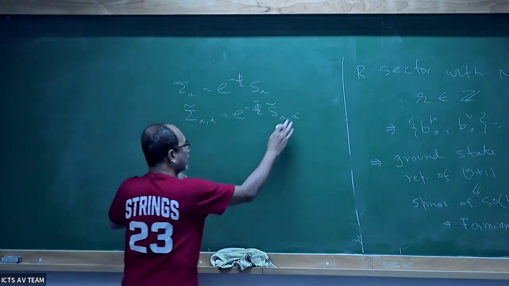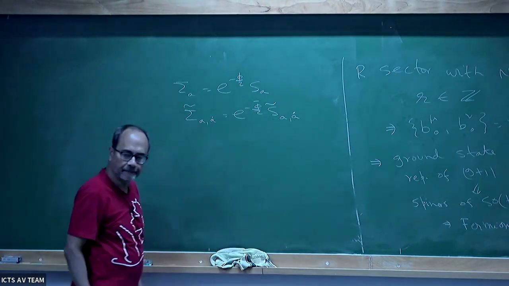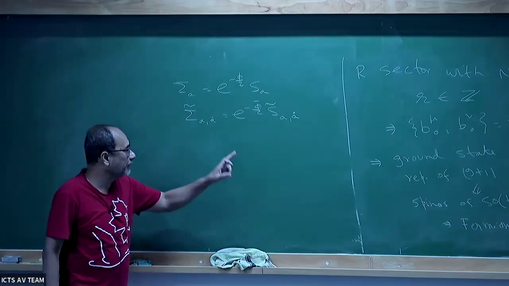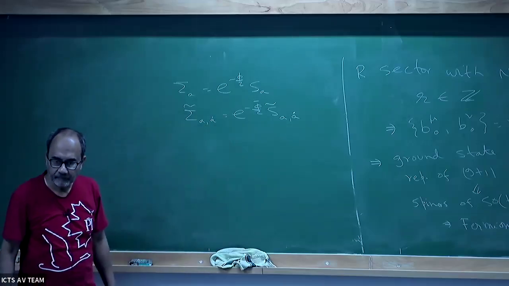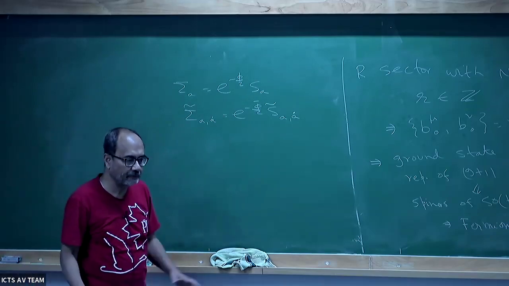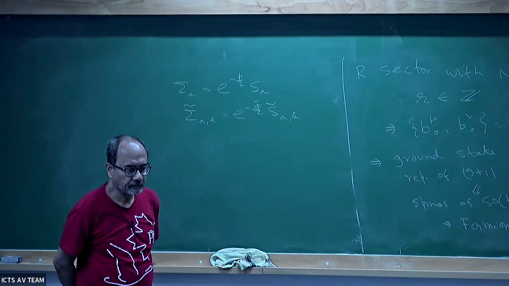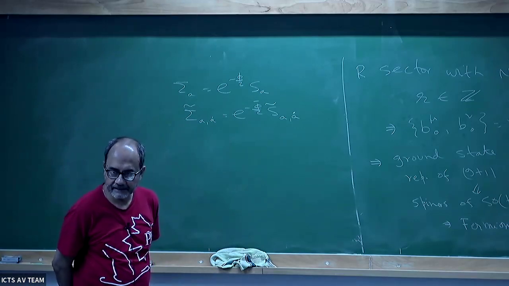The A or A dot depends on whether it's type 2A or type 2B. But now what's going to happen is the supersymmetric boundary condition will relate these. So you don't have two independent generators. You have at most one set of independent generators.